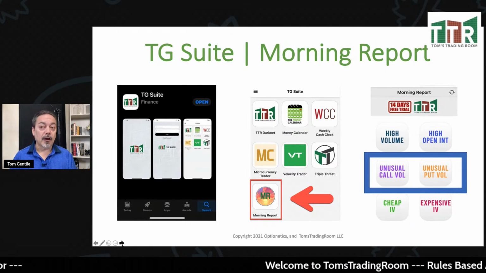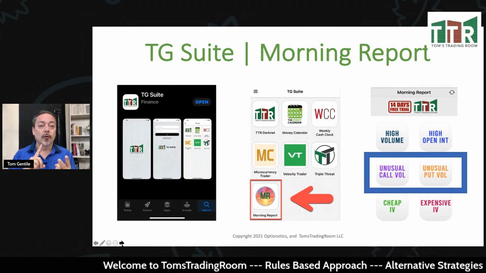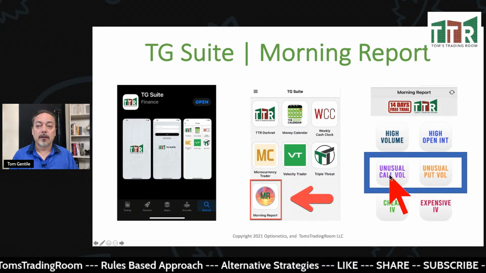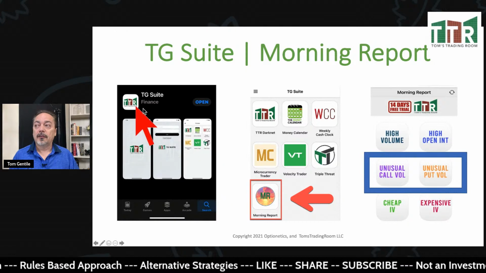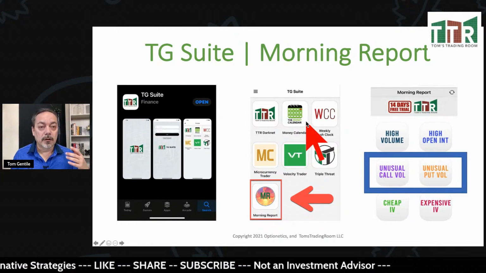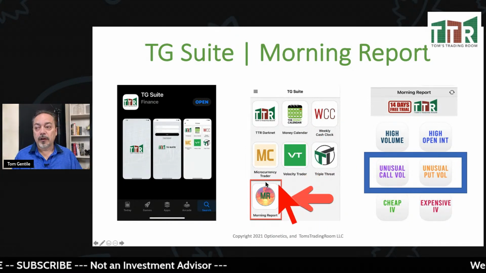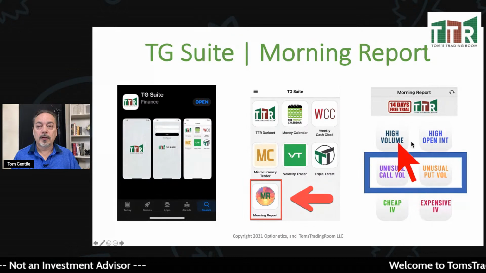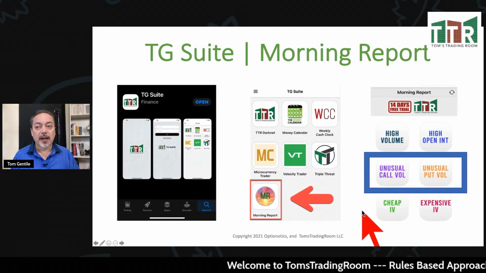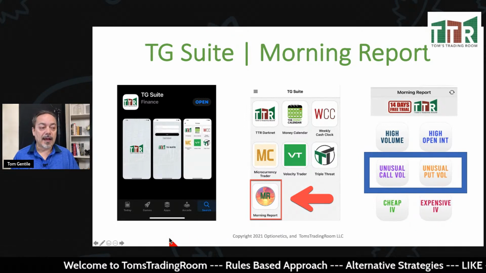The two I'm going to talk about today are unusual call volume and unusual put volume, and I will put my mouse on those right here. So again, logging in to TG Suite, and then if you log in, whether you use our tools or not, and if you don't register, you get the free morning report. Click on the morning report, and you'll see 6 different reports that we get every single day. I'm going to look at the ones in the middle today. All right, so that is the plan.